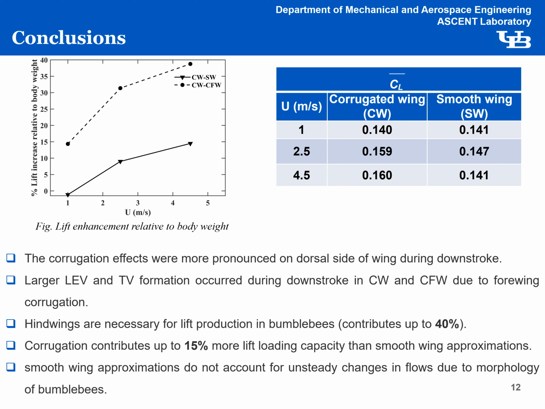Also, the differences in force production between corrugated models and the smooth models provide strong evidence for inclusion of corrugation in future studies. The current study highlights the unexplored area of insect aerodynamics and provides evidence that the smooth wing approximation in simulations does not account for unsteady changes in flow due to the morphology of bumblebees.